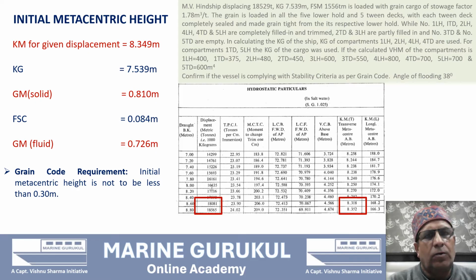What is the grain code requirement? Initial metacentric height is not to be less than 0.3 meters. In our case, it's 0.726 meters, and hence the vessel is in compliance with this particular criterion.